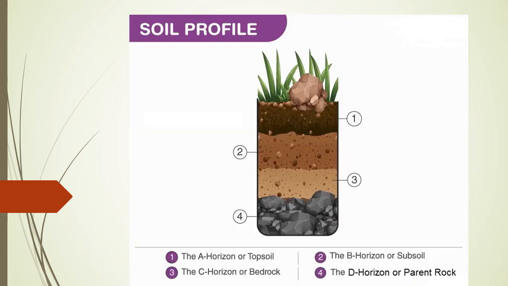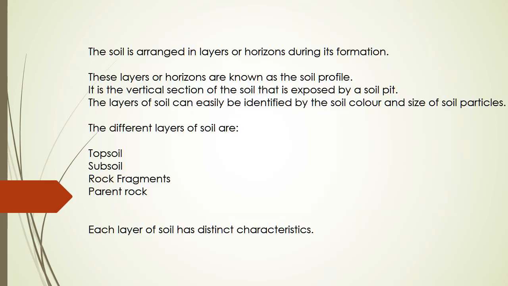Children, as you can see the image of soil profile in front of you, which is divided into 4 parts. A part, that is topsoil, B part is subsoil, C part are bedrocks and D part are parent rocks. The soil is arranged in layers or horizons during its formation. These layers or horizons are known as the soil profile.